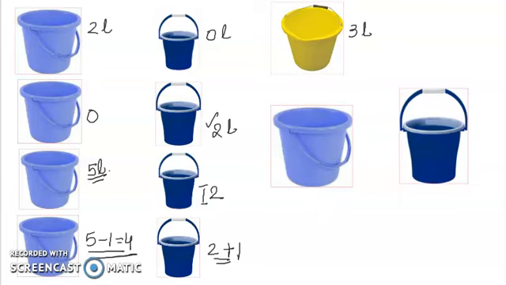So finally we have bucket 1 having 4 liters and this bucket is having 3 liters. So we were asked to measure 4 liters. So this bucket will contain 4 liters of water. Now this is one method of solving this question.